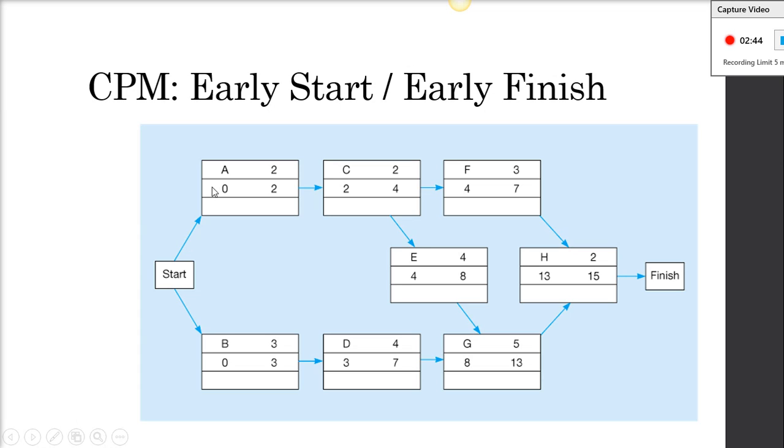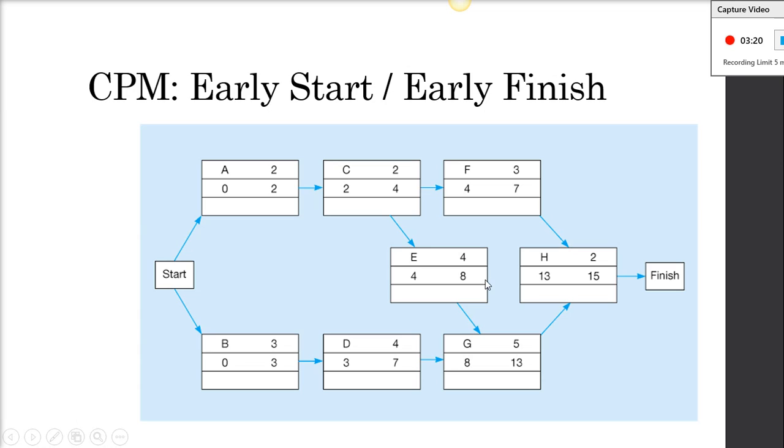For step A, you can reference these times on slide number 12. The expected time to accomplish step A is 2 weeks, and B is 3 weeks. So you have 0 and 2, 0 and 3. Now C is going to be fed by A, so its earliest start time is 2 weeks, because you can't start any earlier than that. And D's earliest start time is 3 weeks, because it can't start any earlier than 3.